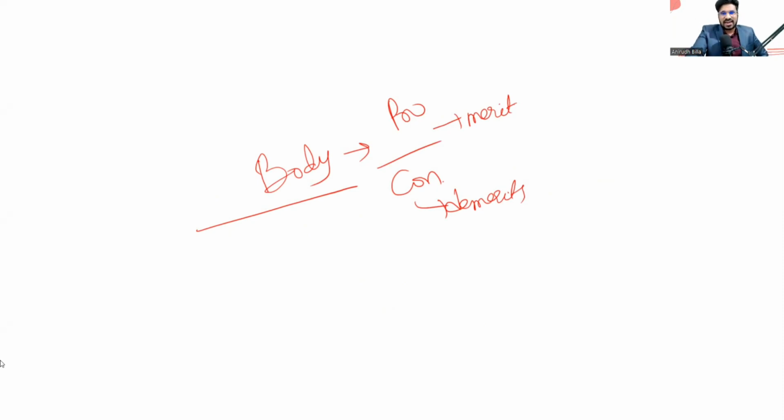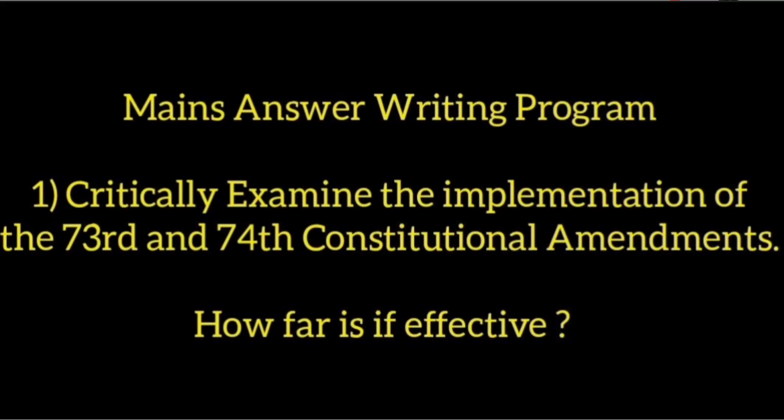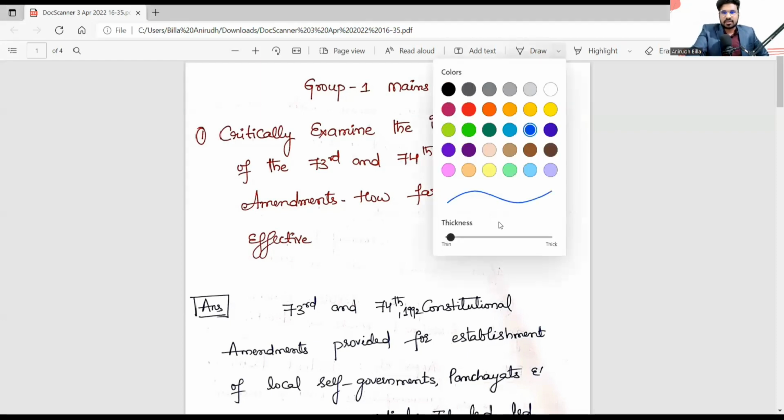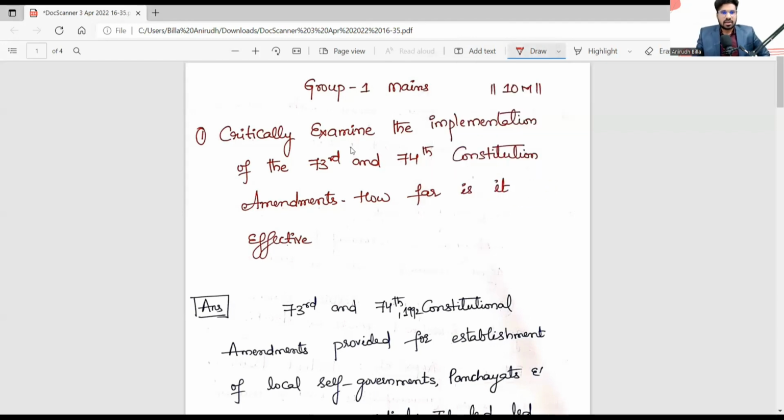Now let us check the answer. In that, I'll give you the content also. Let me open it. Where is my answer? Let me show you. Yes, this is a well written, well prepared answer for you. Let me read the question once again for you. Just a second, I'm taking my pen here. Critically examine the implementation of 73rd and 74th Constitutional Amendments. How far is it effective? Let us see the answer now.